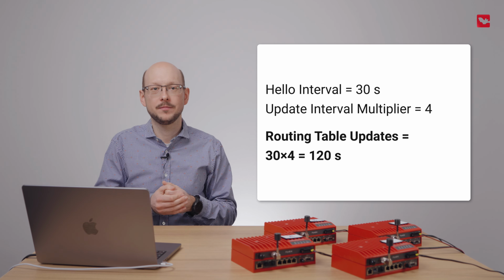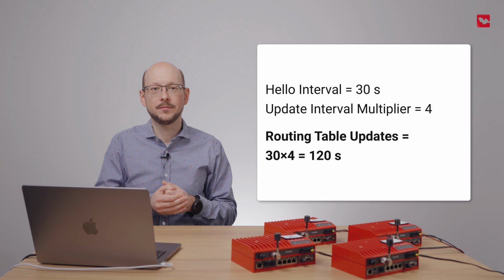In our case, this means the unit will send out some Babel-related service packet every 30 seconds, and every 30 multiplied by 4, 120 seconds, it will send a complete routing table. Since there are 4 Babel nodes on the network, we can expect a service packet on average every 30 divided by 4, which is 7.5 seconds.